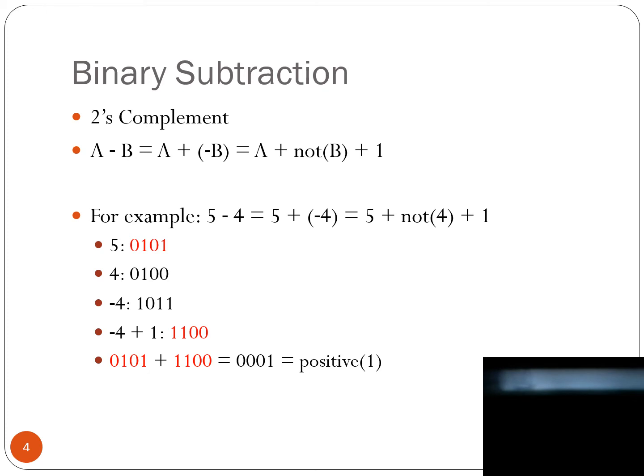Let's see an example. 5 minus 4 equals 5 plus negative 4, and that equals 5 plus bitwise not 4 plus 1. You can go through this example. Firstly, we flip every bit of 4, and we add 1 to that result. And finally, we add the number 5 with the result. So we get positive 1.